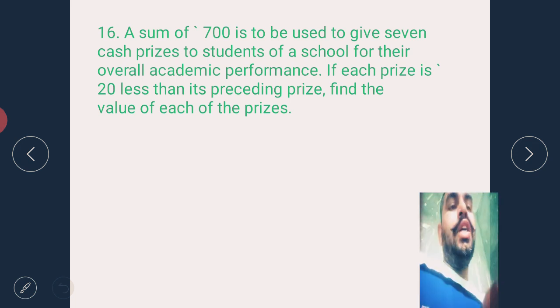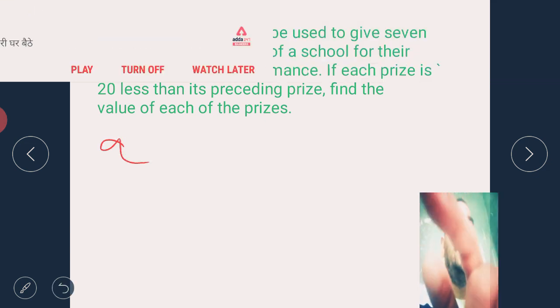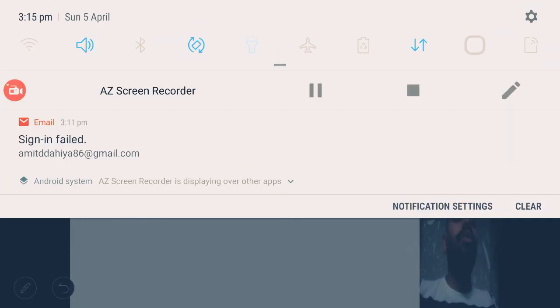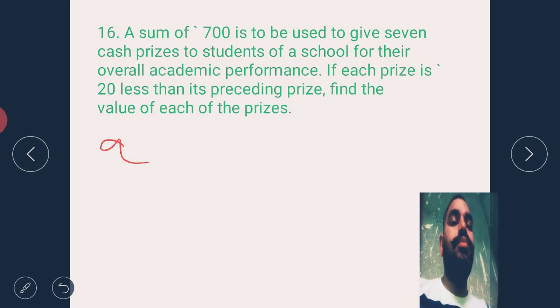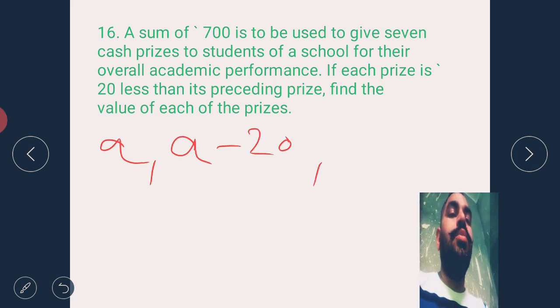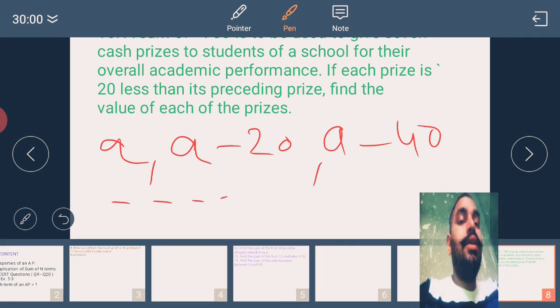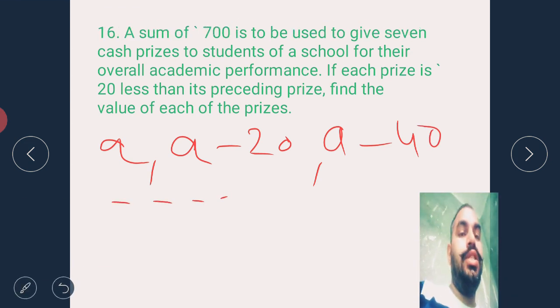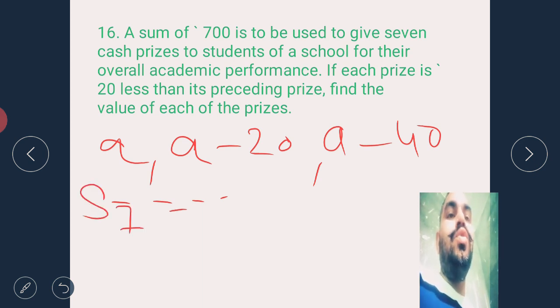कहने का मतलब अगर मैंने फर्स्ट बच्चे को ₹A दिया है, तो सेकंड बच्चे को मेरे ₹20 लेस मिलेंगे, A-20 मिलेगा. थर्ड को क्या मिलेगा? A-40 मिलेगा, एंड सो on चलता जाएगा. Yes or no? Yes. So Sn is what given? S7, 7 students are there. S7 is equal to what?